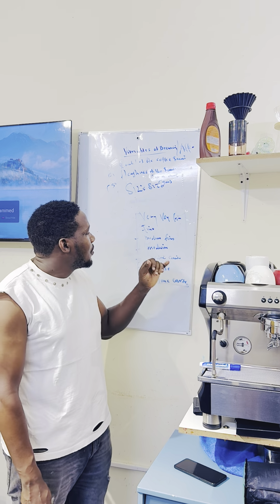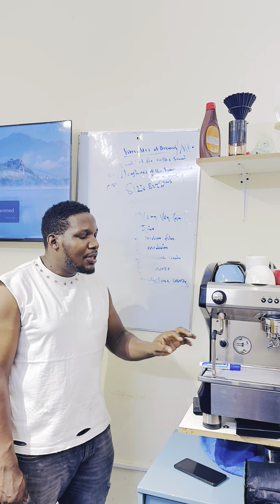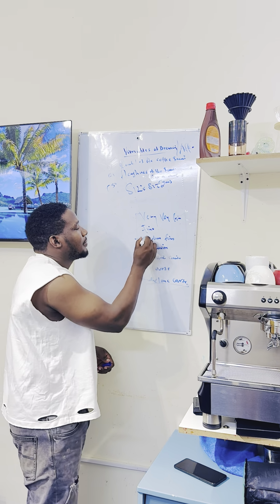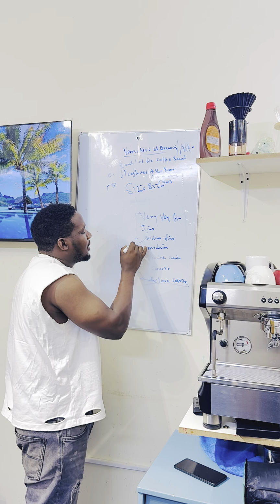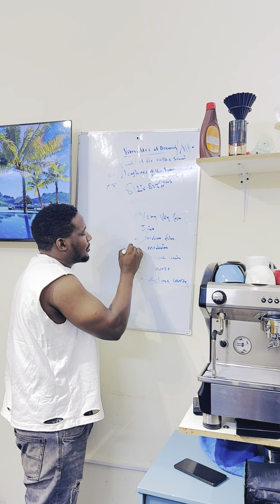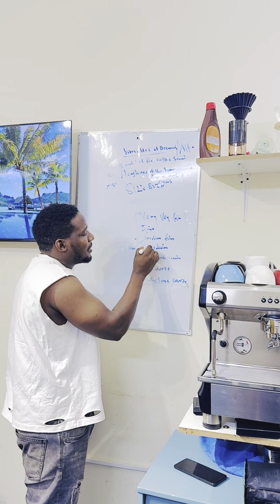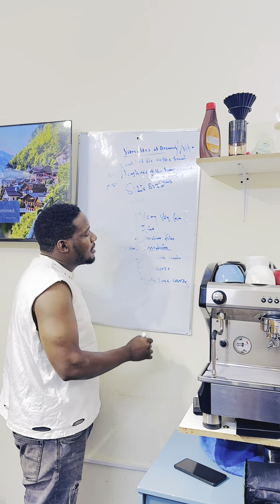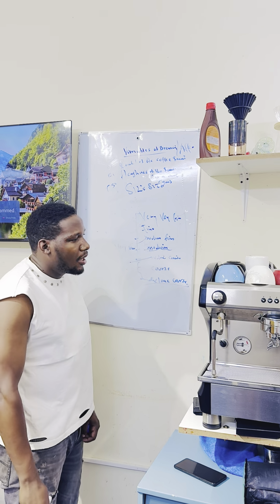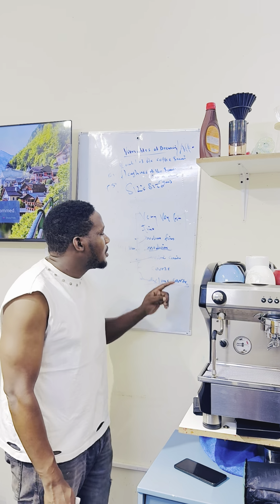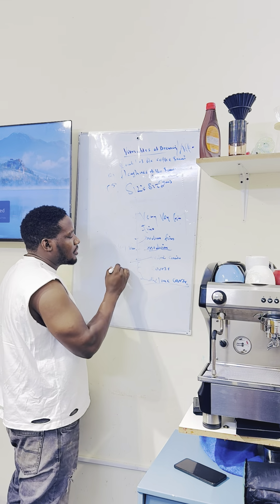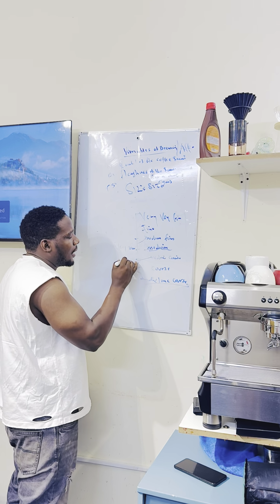Then medium fine is where we find the V60 as well as the Aeropress, within the fine and medium areas. Then medium coarse, where the particles are slightly larger than the V60 particles, we use as we're trying to brew a Chemex.